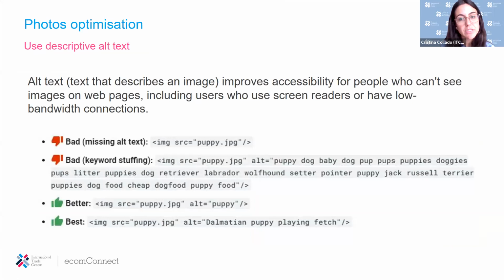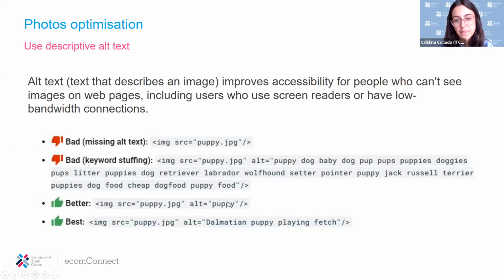This is the alt text we were talking about, and we said that it improves accessibility for people who have more limitations to access text. Here you can see a snippet of the code where we can see missing alt text. Here we don't have any alt text. Here we have alt text in the second example, but it's just keyword stuffing, which doesn't work either. It's too many words. You can see here all the synonyms of puppy, dog, which doesn't work. Here we have a better example.